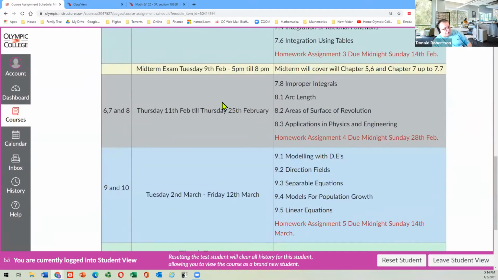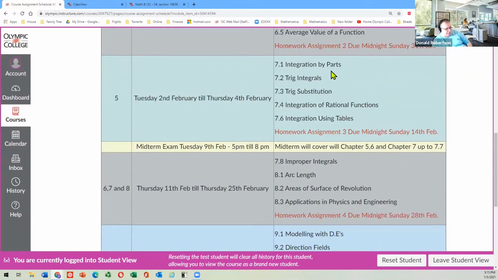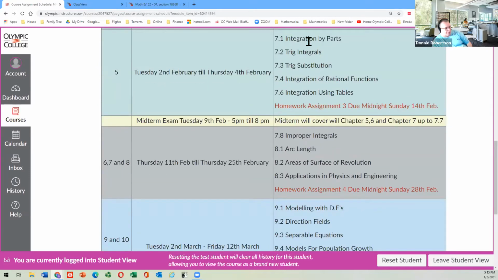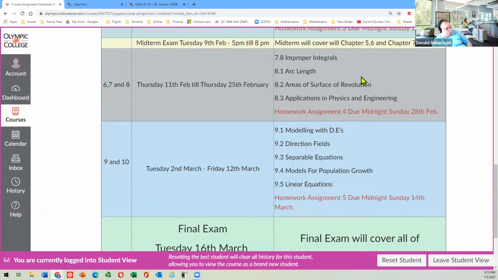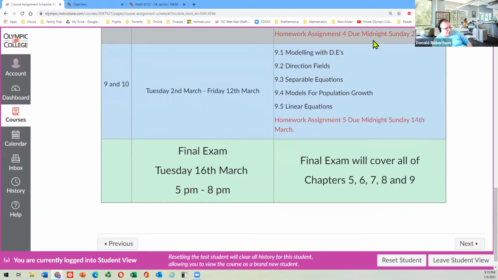The only exam, because there are no tests for this class, is that there's a midterm. And that midterm is going to happen round about there, Tuesday the 9th. And it's going to take place from 5 till 8. And it will be covering all of 5 and 6 and whatever bits of 7 I decide to put in. And then we do 2 more weeks, which is the big chapter 8, 2 more weeks, which is chapter 9, and then we do a final exam.